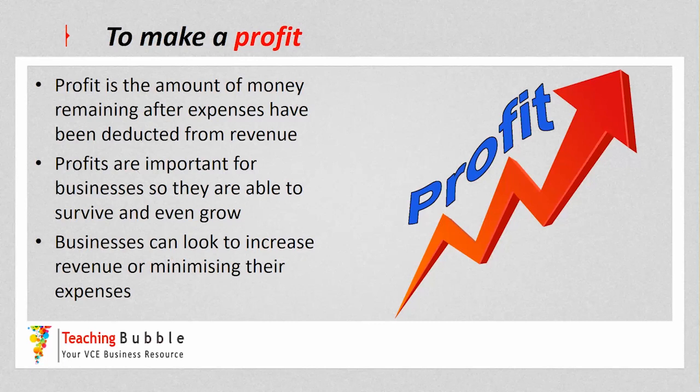Revenue being the amount of money brought into the business through sales, and expenses as the money flowing out of the business. Now, profits are really the lifeblood of the business, and it's an important objective so that businesses can not only survive but also grow if they choose to do so. Now, to make a profit, businesses will look to either increase revenues, which can be achieved by increasing the sale price or actually increasing the amount of sales, and they will also look to minimize their expenses.